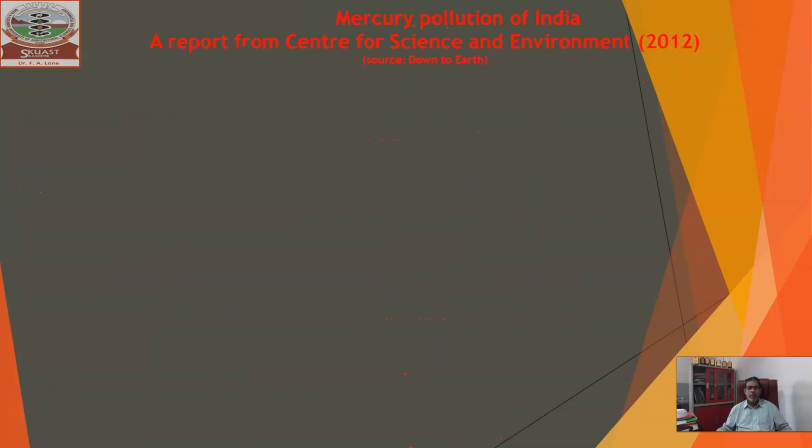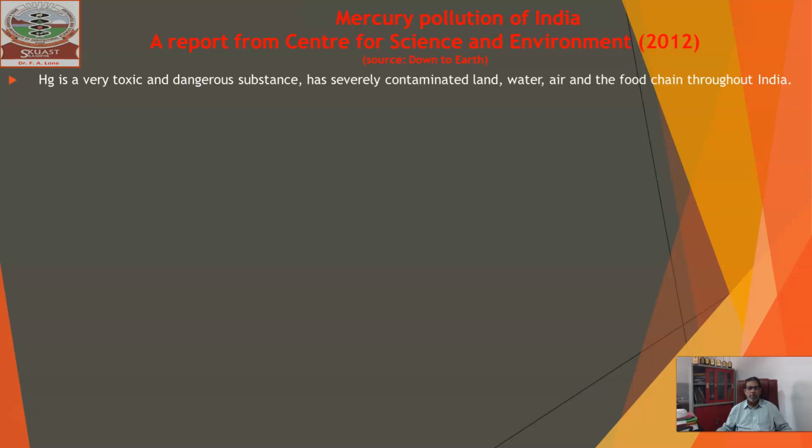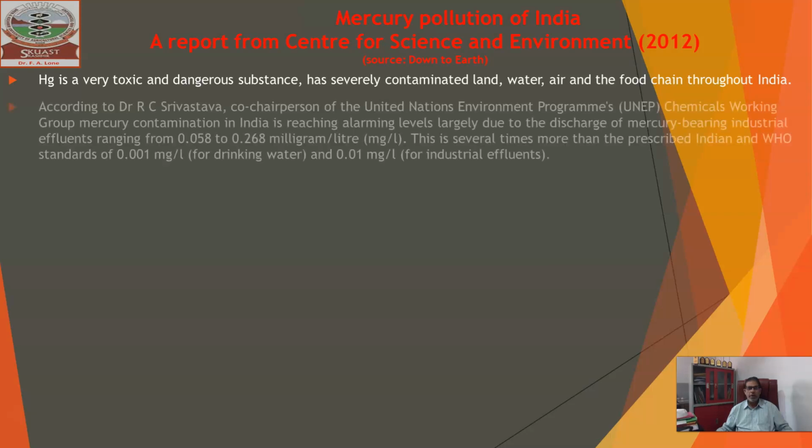Then mercury pollution in India. This is a report from the Centre for Science and Environment. It was published in 2012 and it has been downloaded from Down to Earth. Mercury is a very toxic and dangerous substance. It has severely contaminated land, water, air, and the food chain throughout India.